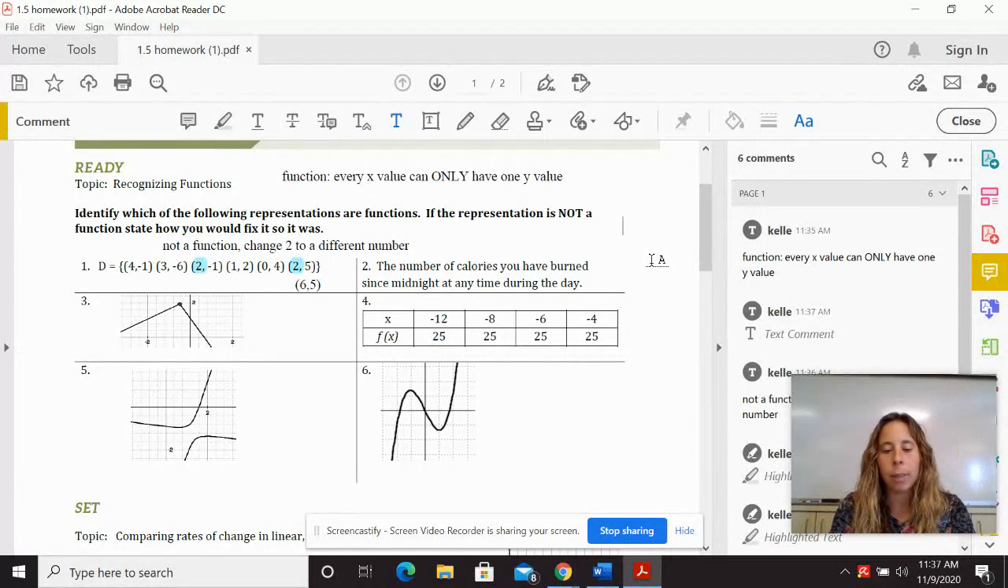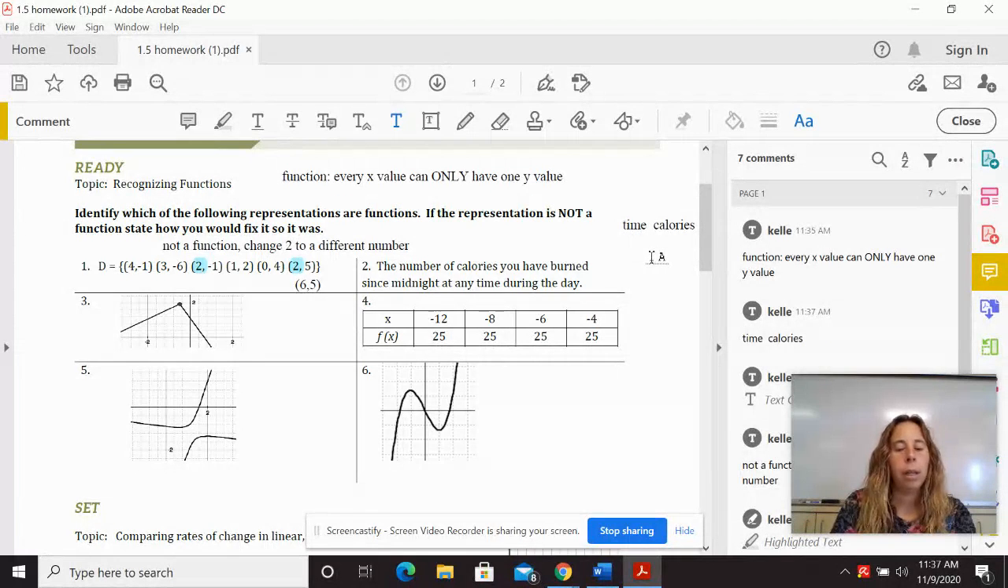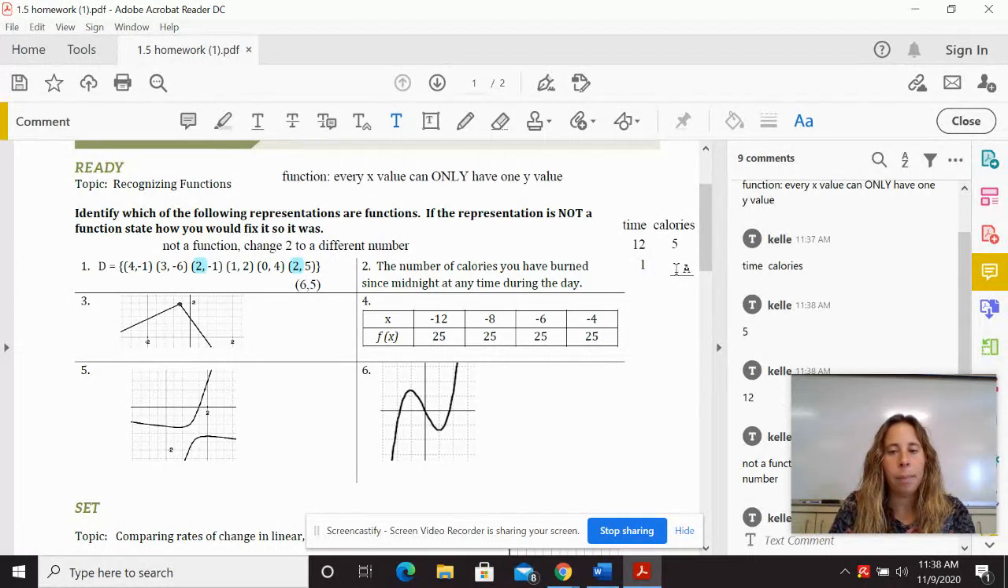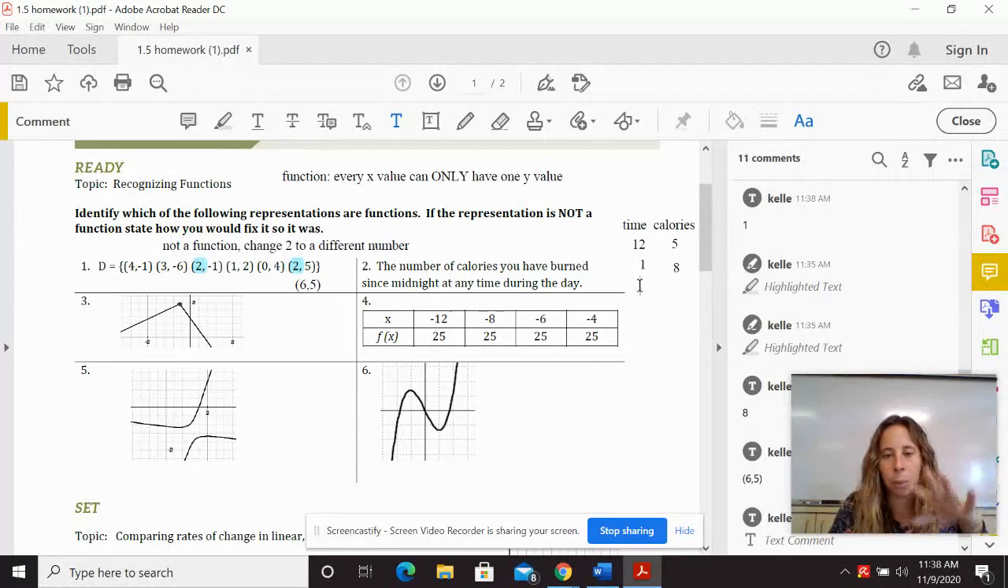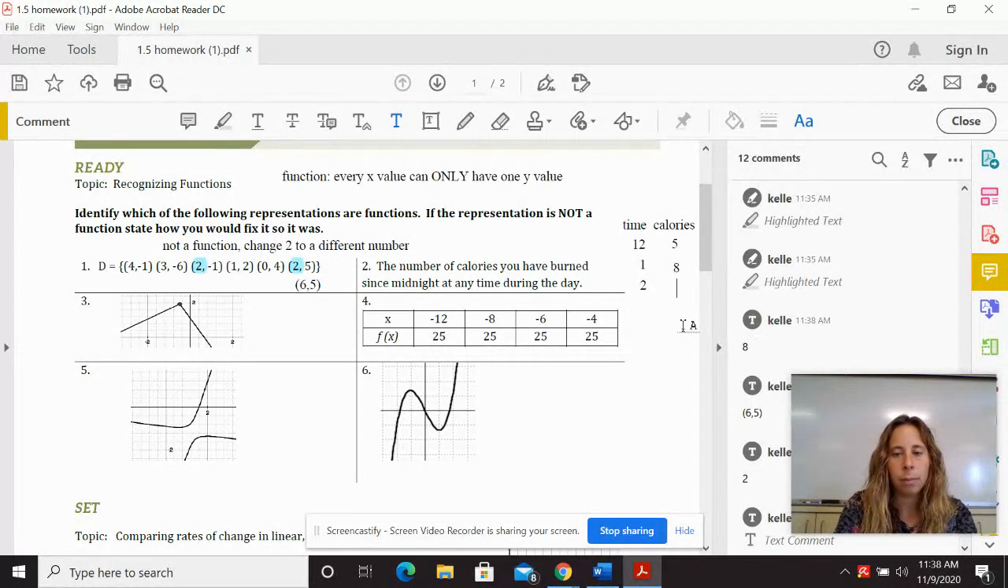All right, so let's make a little table. We'll do time and we'll do calories. All right, so at midnight, you've burned 5 calories. At 1 a.m., you've burned, I don't know, 3 more. So now you've burned 8. This is not how calories work. Don't pull this into science. At 2 a.m., you've now burned 11. Okay, and so on and so forth.